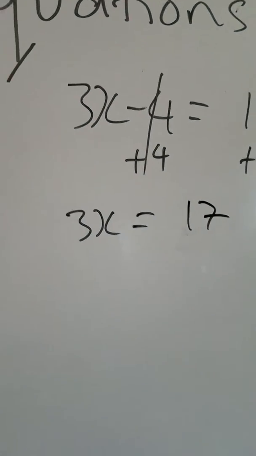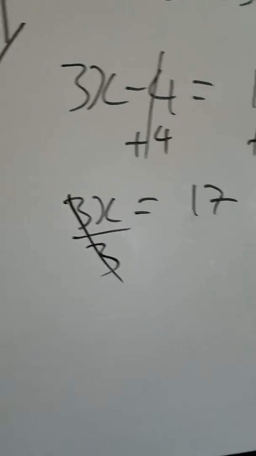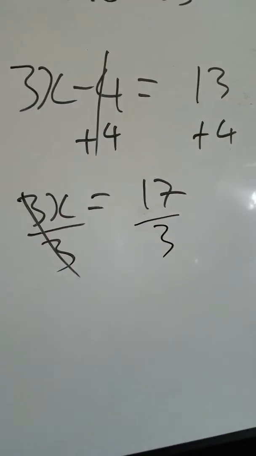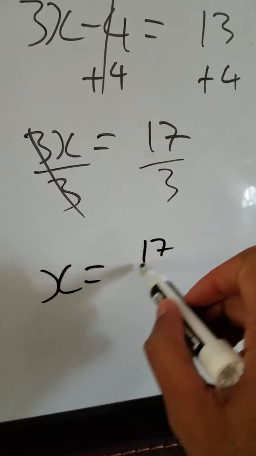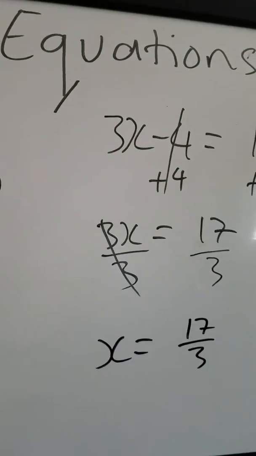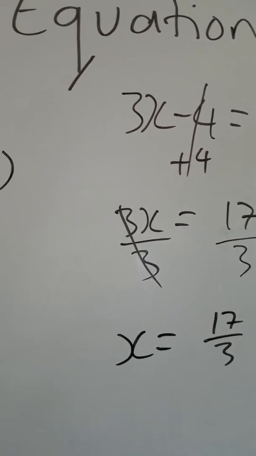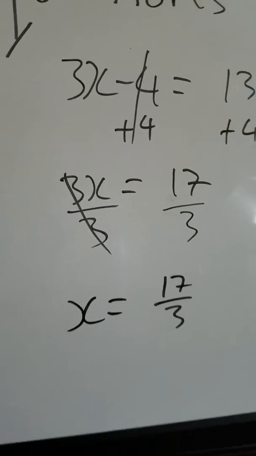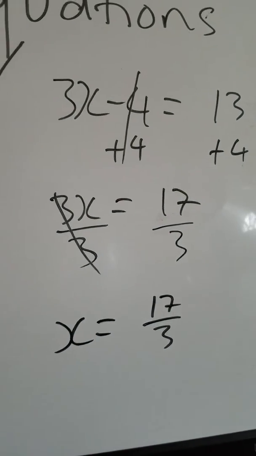How do we get the x by itself? Well, we divide by 3 again, which also means we have to divide this side by 3. In this case, we have x is equal to 17 over 3. It doesn't look like a nice clean number, but you have to trust that you followed your steps properly, and once you do that, then whatever you get for your answer, that's what works.